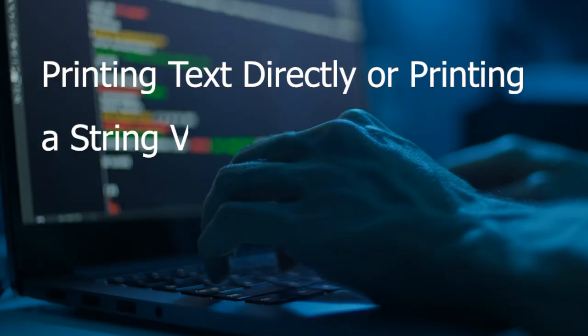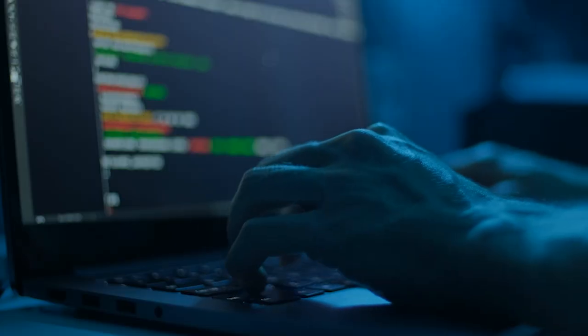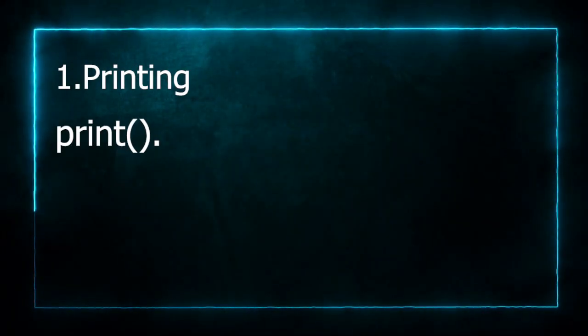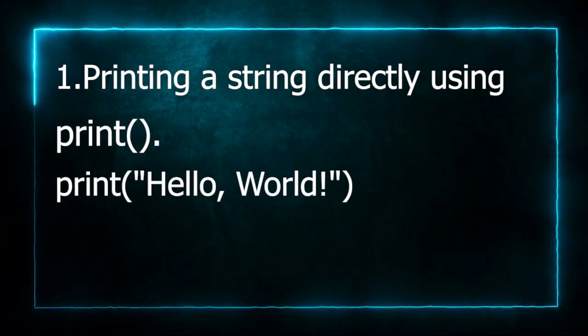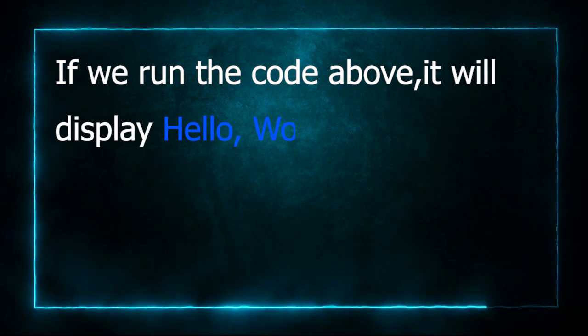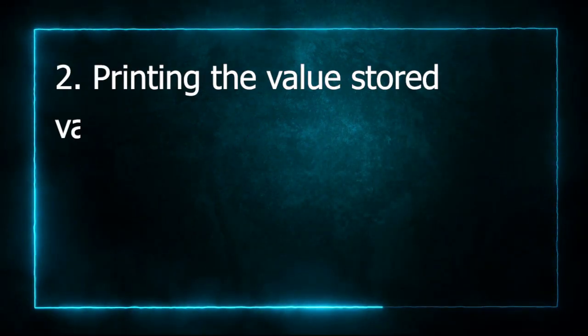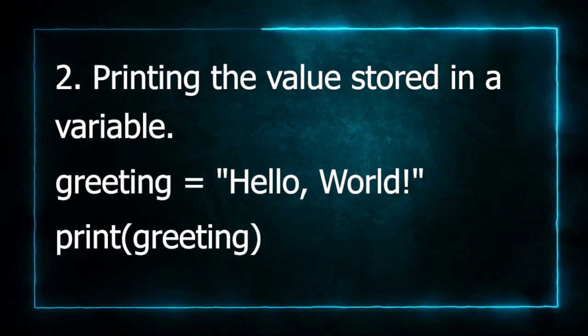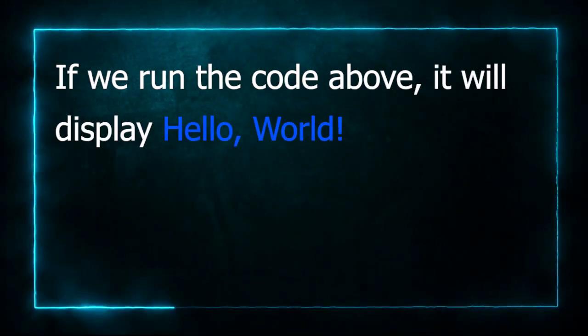Printing text directly, or printing a string variable. In Python, there are two ways to display text. One, printing a string directly using print("hello, world!"). If we run the code above, it will display hello, world. Two, printing the value stored in a variable: greeting = hello, world, print(greeting). If we run the code above, it will display hello, world.